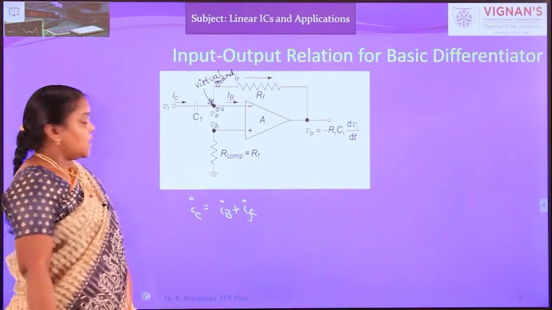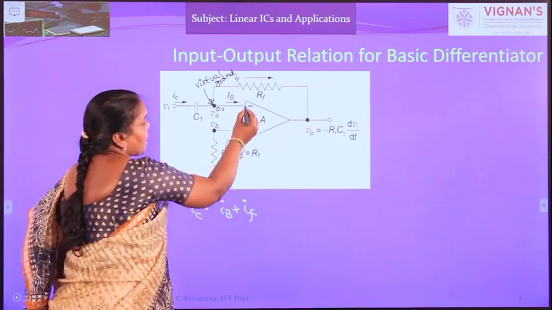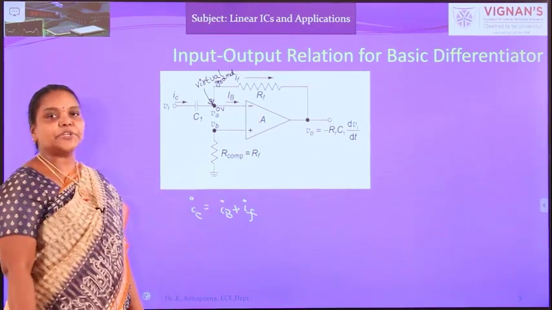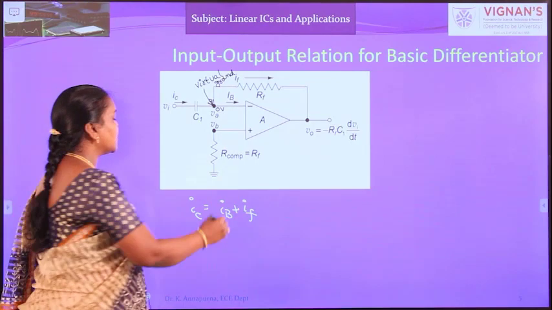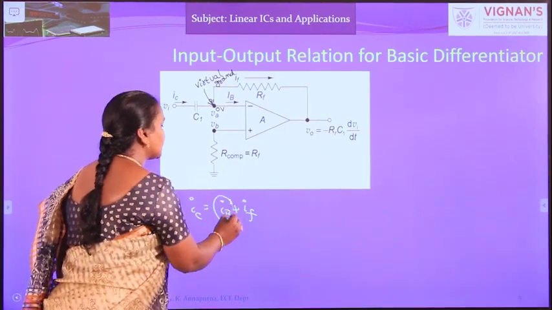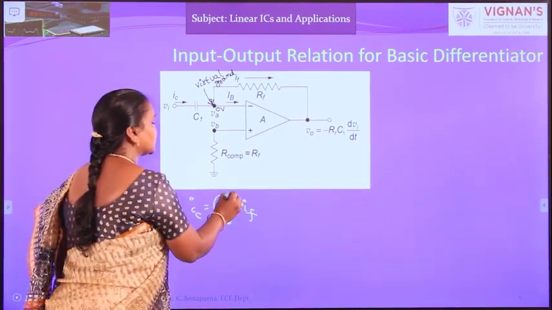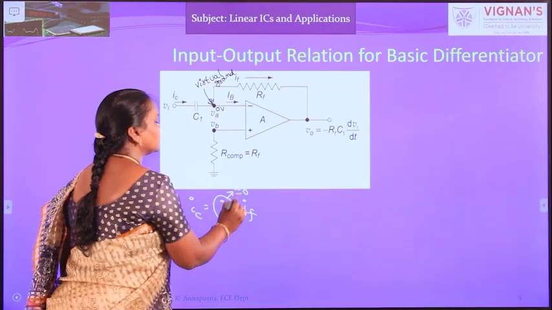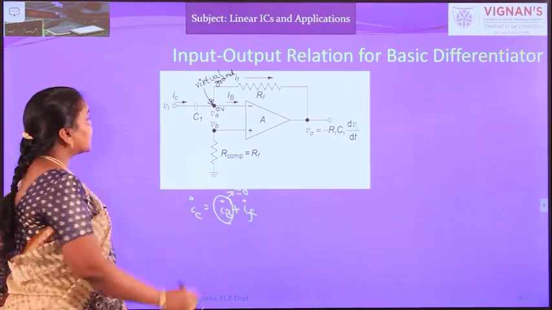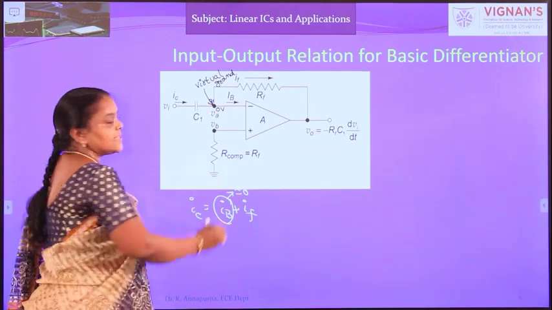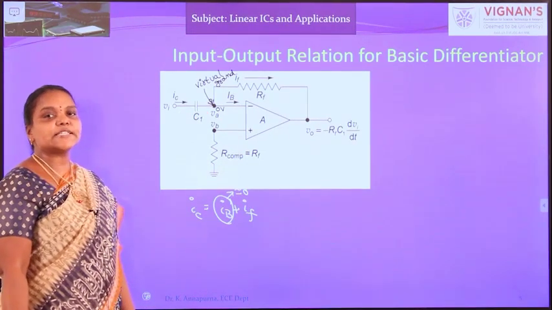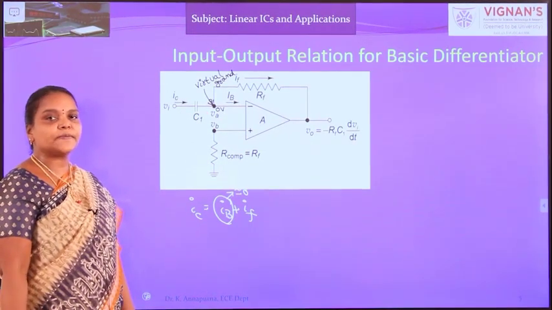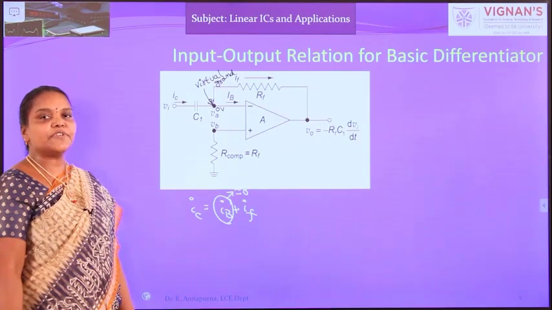Okay. Now actually this op-amp offers very high input impedance. So because of that this IB is a very small value, you can neglect it. It is nearly 0. Now what is IC? The current flowing through this capacitor. What is the voltage-current relationship for a capacitor? I is equal to C dV by dt.